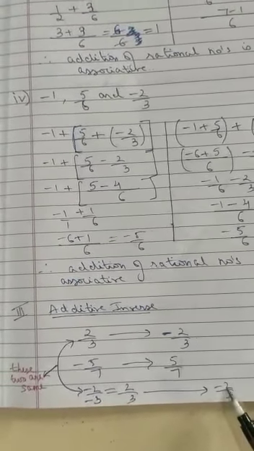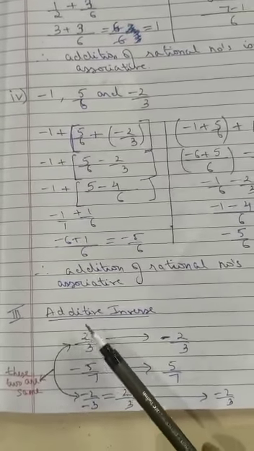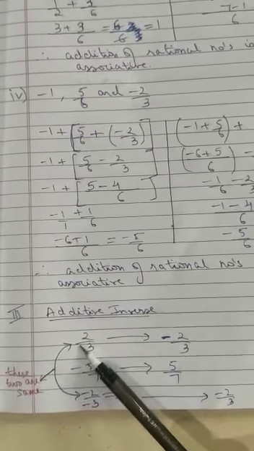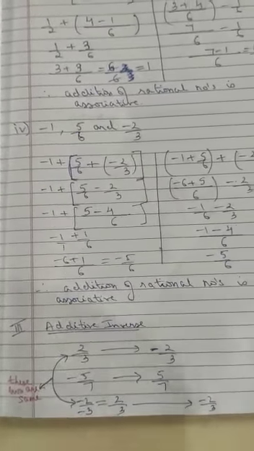So normally whenever we have to find the additive inverse, we multiply the given rational number by the minus sign and we get the additive inverse of that rational number.